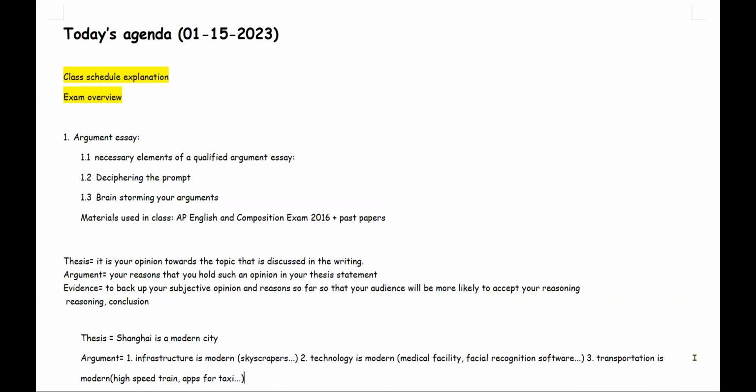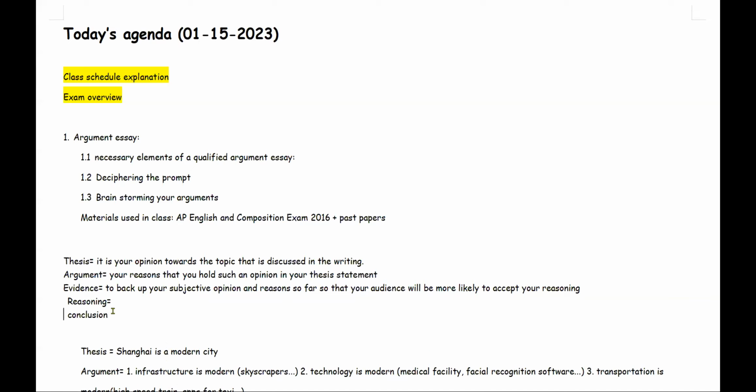Good for you. Okay. Now, next element will be our reasoning. Okay. So reasoning is what? Reasoning is we do have evidence, right? But once we present our evidence, we need to figure out a way, okay, to link the evidence back to our arguments. All right. So reasoning basically is the bridge, okay, that link your evidence and your argument. What do you mean by that? The bridge that link your evidence and your argument.